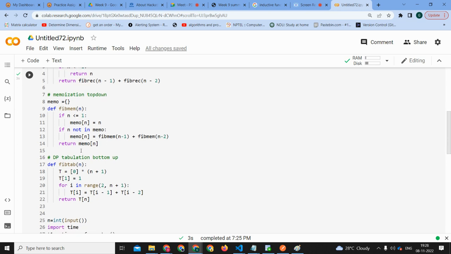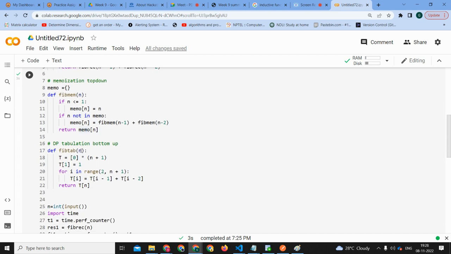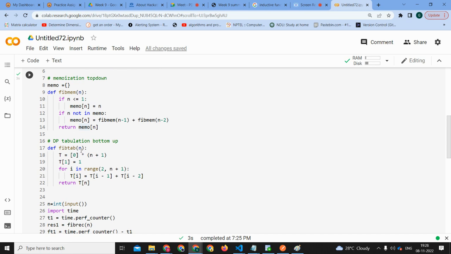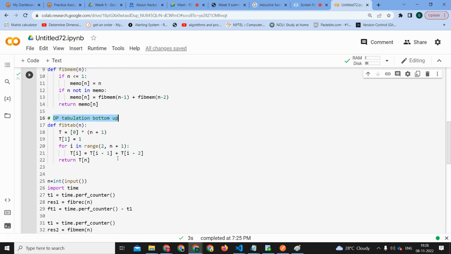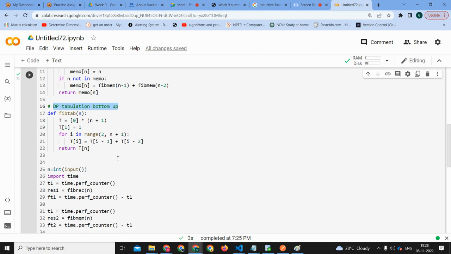Just now we saw, right? What is memoization? Having a memory table. Every time we find a new value, we put it into the table. Next time when it is required, we take it from the table. And there is something called dynamic programming. This is a very important topic, and I'll tell you about that.